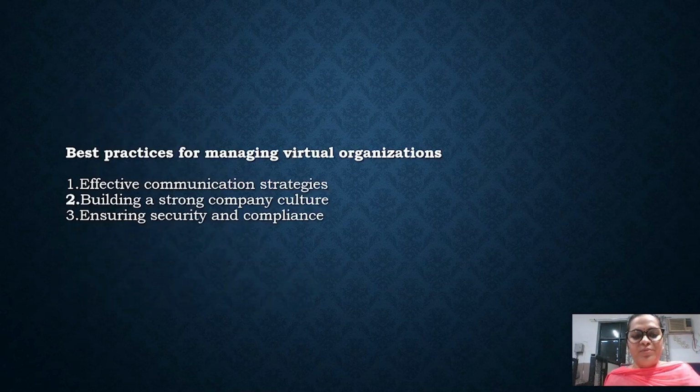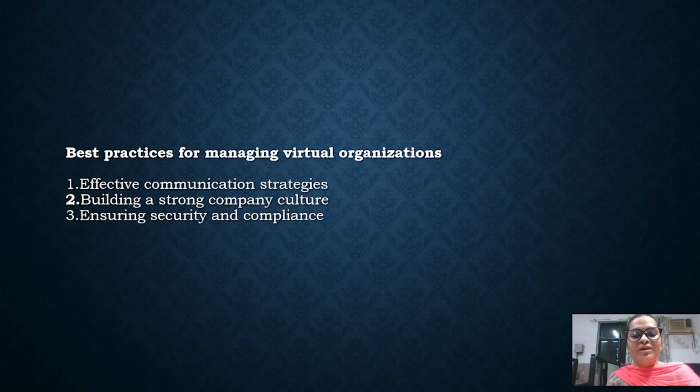Now, the next topic is best practices for managing virtual organizations. So, what are these practices? The first practice is effective communication strategies, which means that regular meetings should be conducted and clear communication channels should be there. Holding regular virtual meetings will help to maintain communication flow and ensure that all the team members are informed and aligned with the organizational goals.